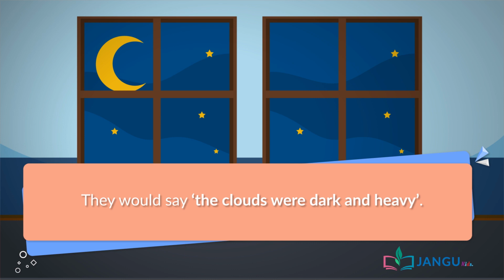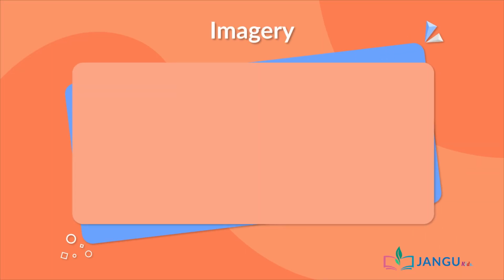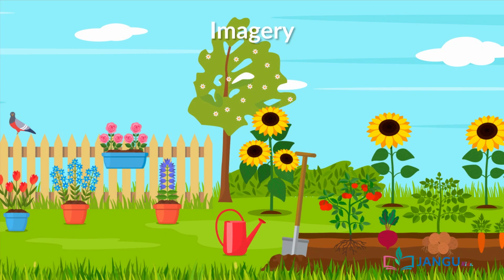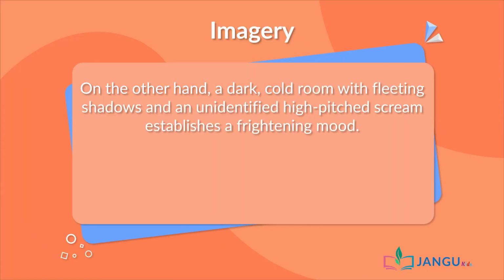Well, last but not least, we have imagery. Imagery uses words that appeal to the reader's senses to create an image they can almost experience. An author who describes a meadow as having colorful flowers, a soft whistling breeze and warm sunlight is creating a relaxing mood through sight, sound, and touch. On the other hand, a dark, cold room with fleeting shadows and an unidentified high-pitched scream establishes a frightening mood.